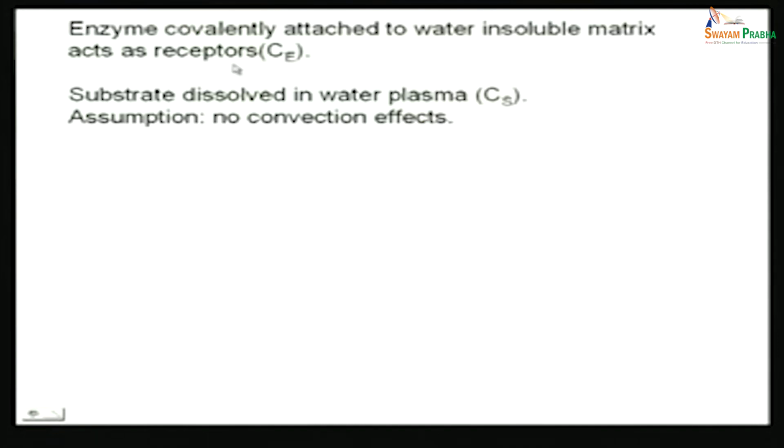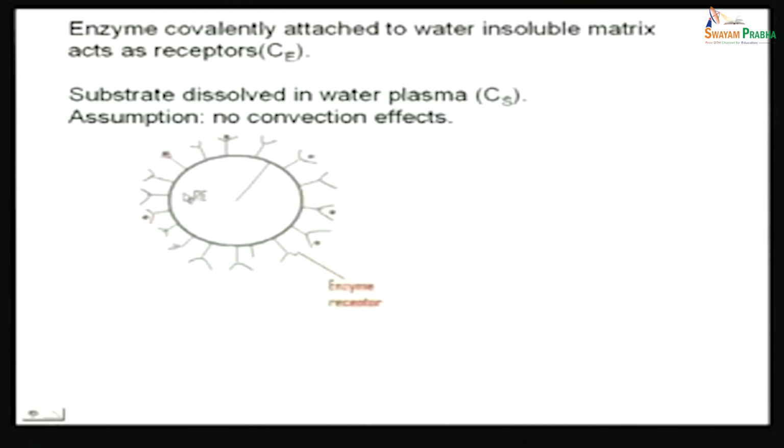So, we consider an enzyme which is covalently attached to a water insoluble matrix and acts as receptors, and the substrate is dissolved in the water or plasma, whatever it is, and the assumption is that there are no convection effects. Okay, this is water or plasma, let's call it. So, this is how it looks. This is my matrix, and this is the symbol for receptors, by the way. These red ones are the enzymes, and they are attached to this matrix by being bound to receptors, fine.